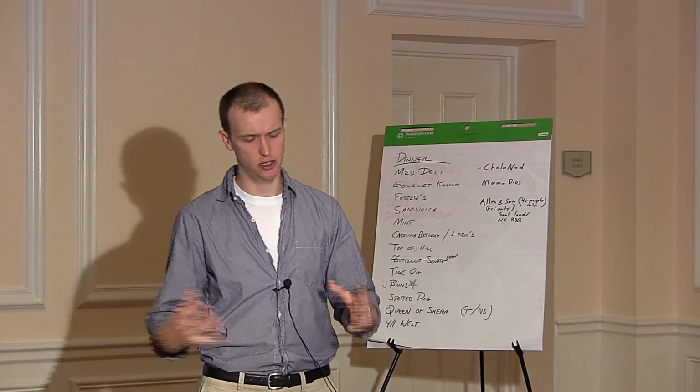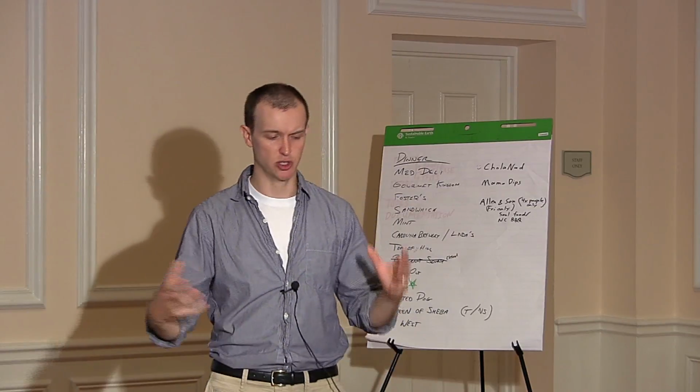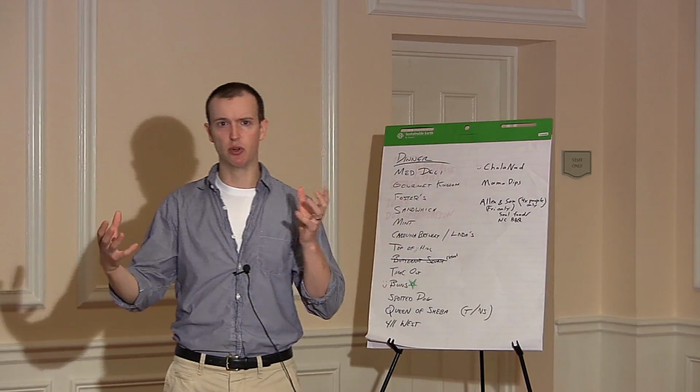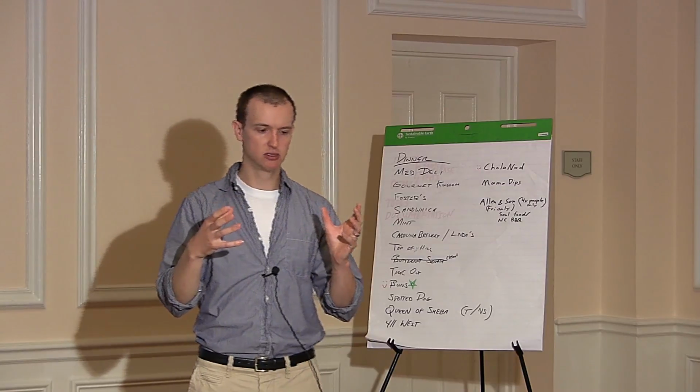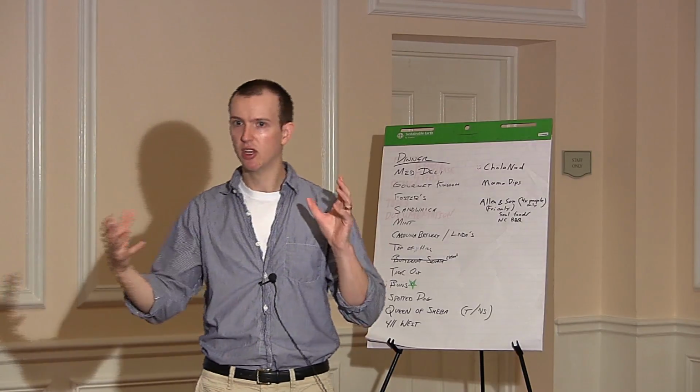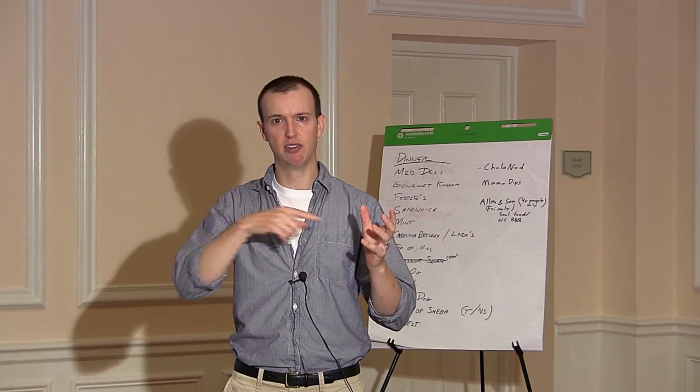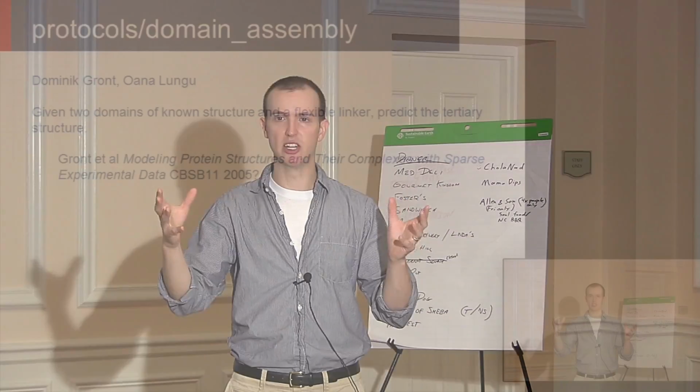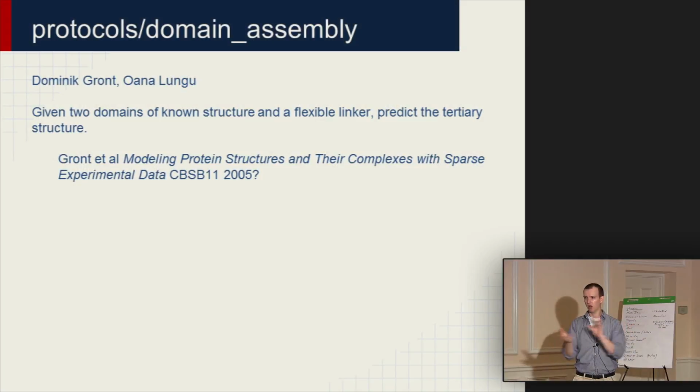There's some useful functions in here, including deleting regions from poses, returning or selecting regions from poses, replacing one region with another region, and inserting one pose into another pose. There's some code in the domain assembly directory, which is used to try and predict the not tertiary, but quaternary contacts between two domains. So if there's some flexible linker between two domains, and you have the crystal structure of the two domains, what is the final structure going to look like?